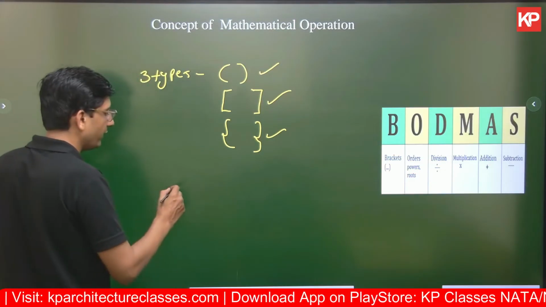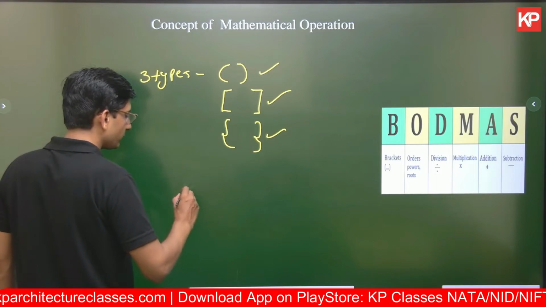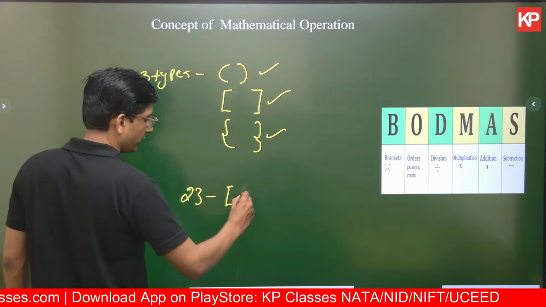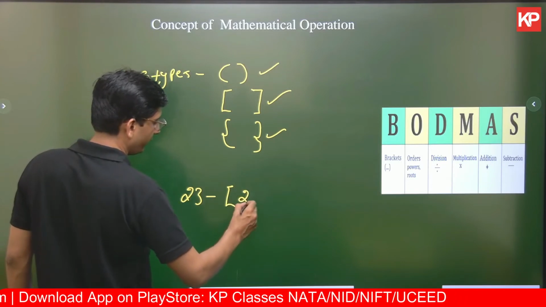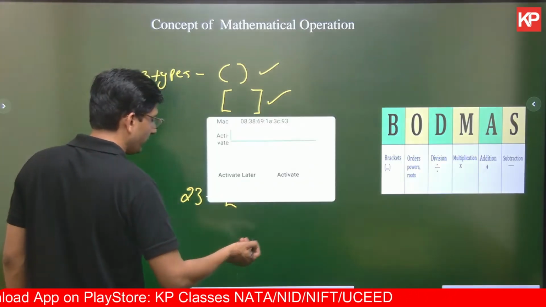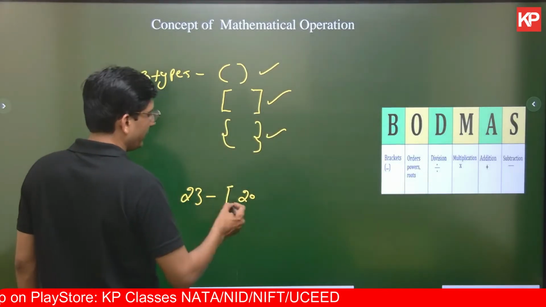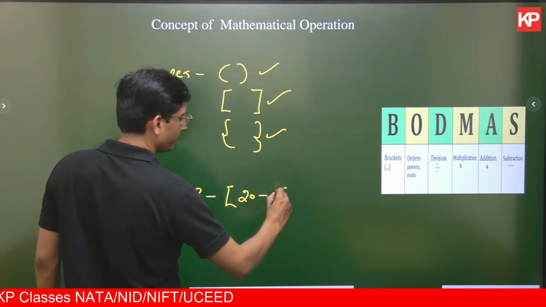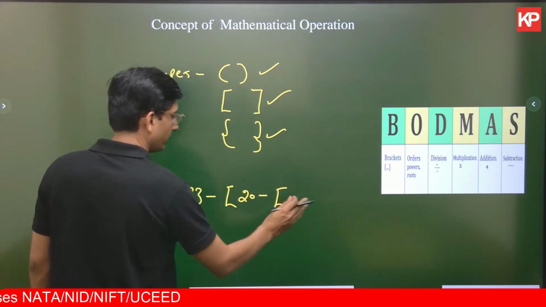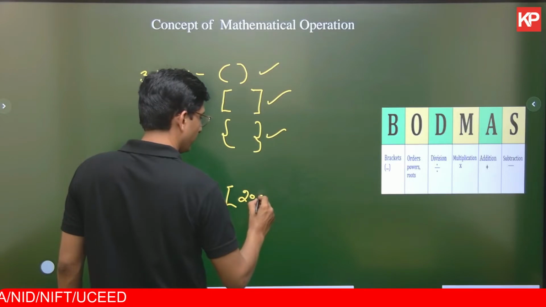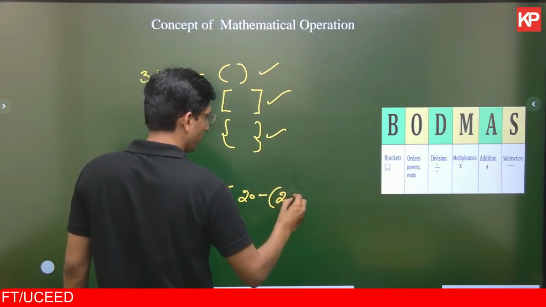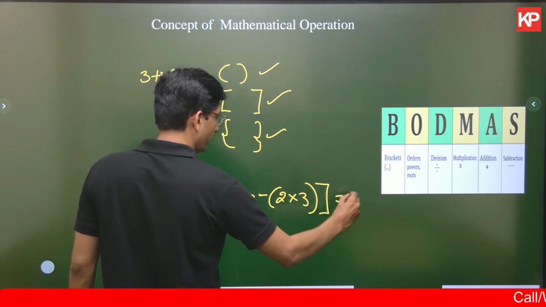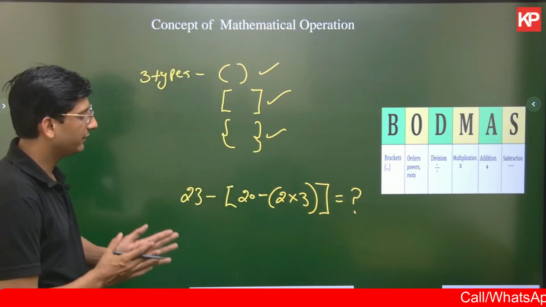Suppose this is the given equation: 23 minus, or 20, just take it 20, 23 minus 20 minus 2 into 3 is equals to what? Suppose we have to solve this simple equation.